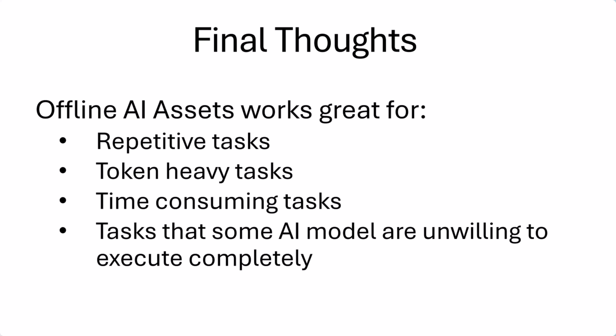Here are my final thoughts. Offline AI assets shine in situations where online AI starts to struggle. They are perfect for repetitive tasks and things you otherwise prompt again and again. They're ideal for token-heavy jobs where long conversations would cost you real money or answers get cut off. They save massive time on slow, manual, or multi-step work that doesn't need real-time intelligence. And most importantly, offline AI assets let you finish tasks that some AI models refuse to fully execute due to throttles, refusals, and interruptions.